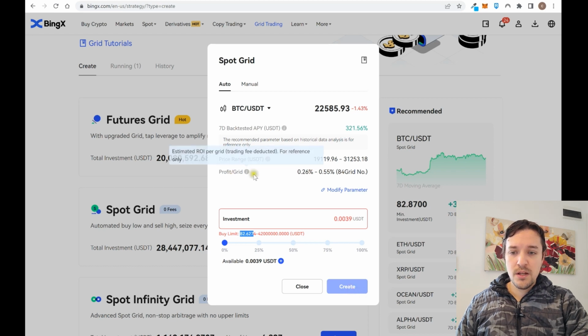In here, for example, the grid and the profit are defined: 84 grids, and the price range is going to be from $19,000 to $31,000. These are the prices in which this bot is going to operate. So while Bitcoin is between $19,000 and $31,000, this bot is going to keep working. When the price of Bitcoin breaks any of these parameters, the robot is going to stop. So it's going to stop generating new orders and new trades.